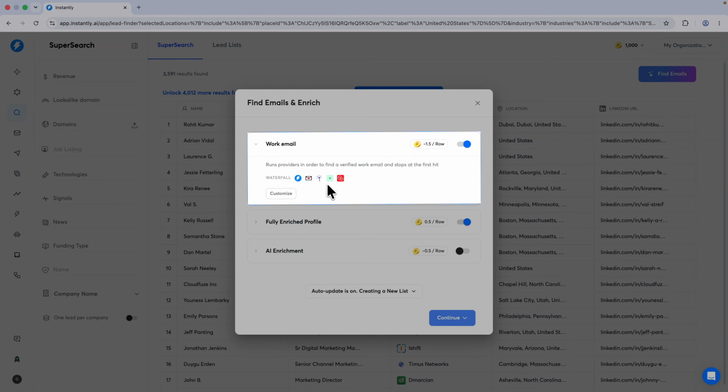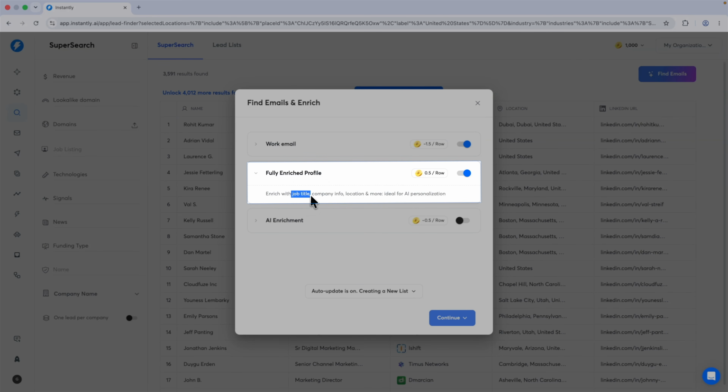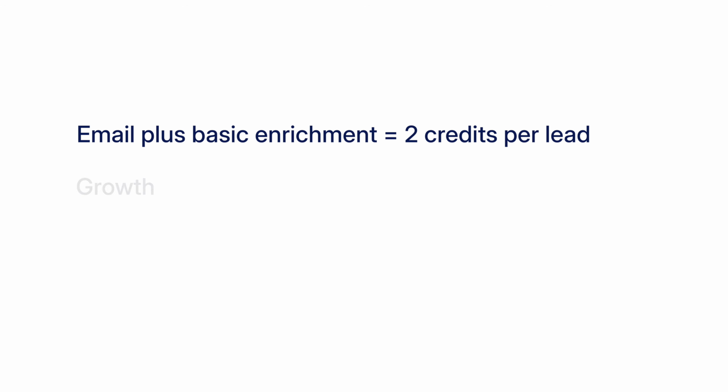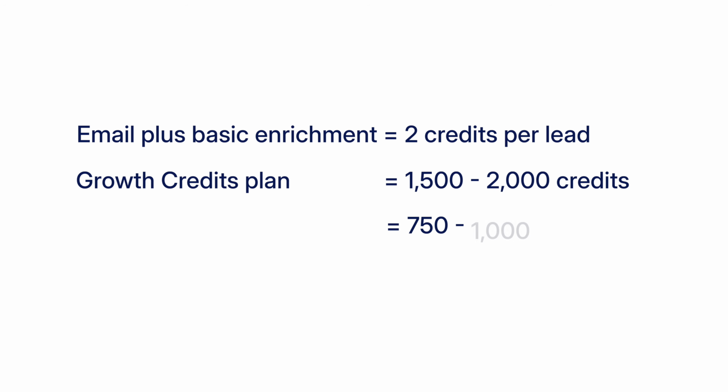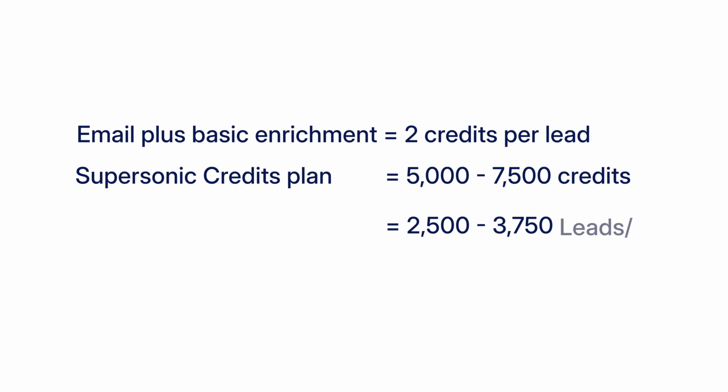Finding a verified work email through their waterfall system runs about 1.5 credits on average. Adding full profile enrichment like job title and company info is another 0.5 credits. So you're looking at roughly 2 credits per lead for email plus basic enrichment. On the Growth credits plan, that's around 750 to 1,000 leads per month. On Supersonic, you're getting closer to 2,500 to 3,750 leads per month.